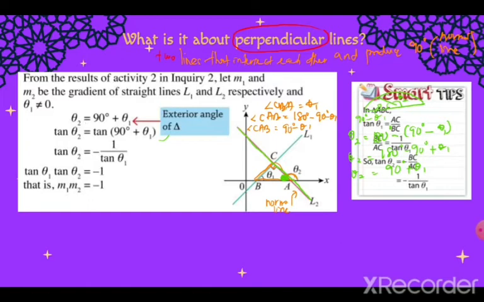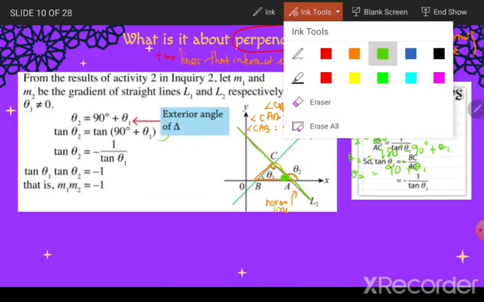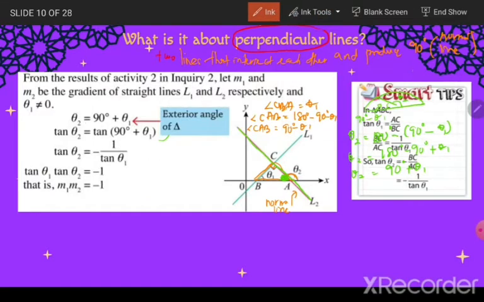In triangle ABC, we said that tangent theta 1 is opposite over adjacent, in which opposite is AC and adjacent is BC. Let's use another color. For tangent theta 2, opposite is BC and adjacent is AC. So BC over AC is equal to 1 over tangent theta 1. So we can say that tangent theta 2 is negative BC over AC.